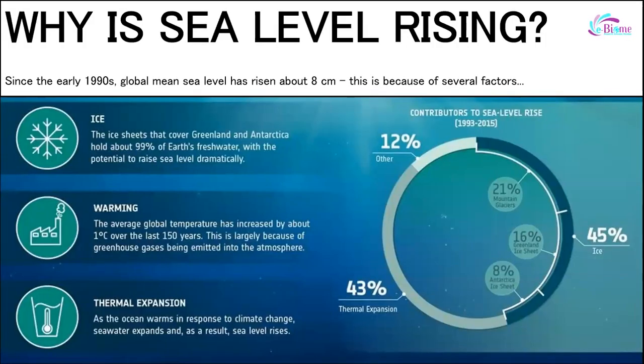Why is sea level rising? Since the early 1990s, global mean sea level has risen about 8 centimeters. This is because of several factors, such as thermal expansion. As the ocean warms in response to climate change, seawater expands, and as a result, sea level rises. There's also warming. The average global temperature has increased by about 1 degree Celsius over the last 150 years. This is largely because of greenhouse gases being emitted into the atmosphere.